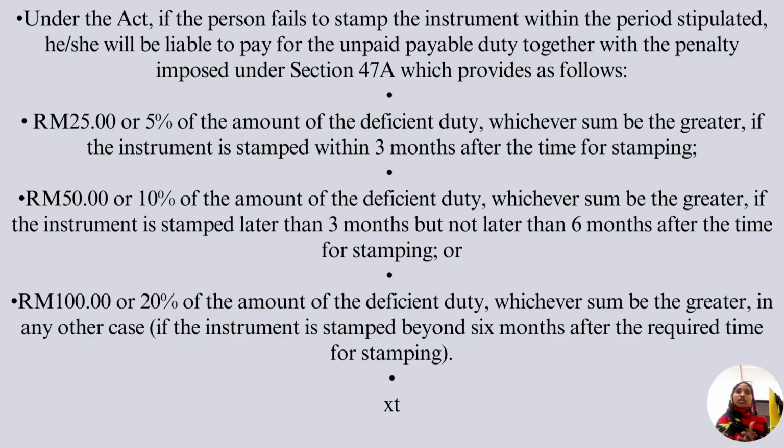Number 2 says RM50 or 10% of the amount of the deficiency duty, whichever sum is greater, if the instrument is stamped later than 3 months but not later than 6 months after the time for stamping, or RM100 or 20% of the amount of the deficiency duty, whichever sum is greater, in any other case, if the instrument is stamped beyond 6 months after the required time for stamping.